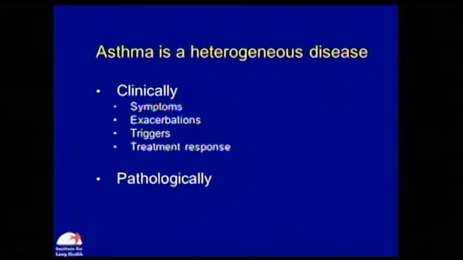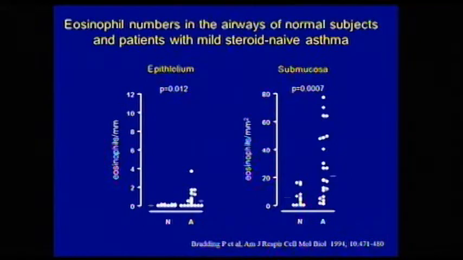And there's increasing evidence that this clinical heterogeneity is determined by pathological heterogeneity, and this is most evident to date with respect to airway inflammation. And to highlight that, this slide shows the number of eosinophils in the airway epithelium and submucosa in steroid-naive asthma. This is old data. Many trials have shown the same. And overall, in the asthmatic subjects, shown by A here, the number of eosinophils are increased when you compare them to healthy controls. And it's this sort of data that led to the idea that asthma was really a disease driven by airway eosinophilic inflammation.